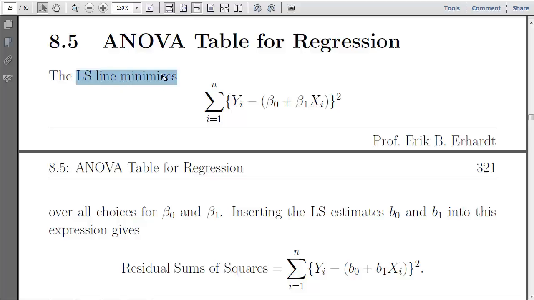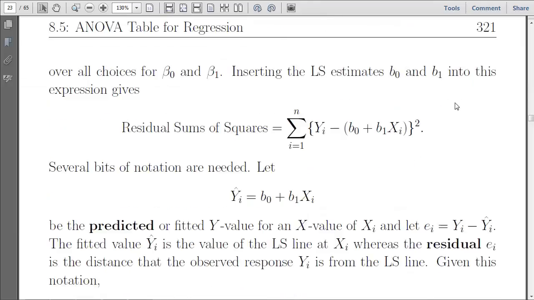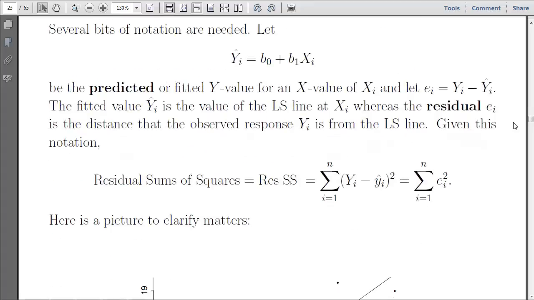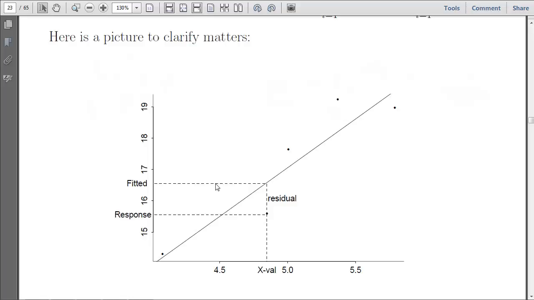We've learned that the least squares line minimizes this expression, the squared differences between what we observe and what the regression line predicts. And we found that using least squares. What we call that quantity that we're minimizing is the residual sums of squares. So let's look at some of these terms in a little more detail using a plot.